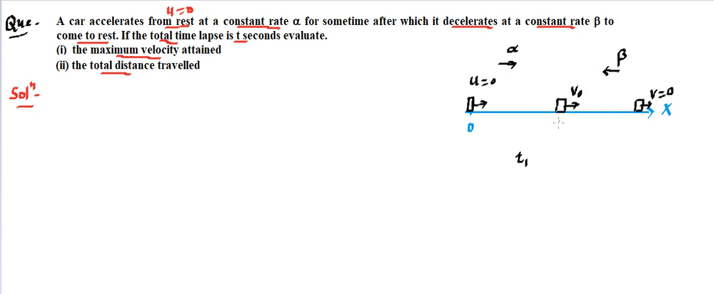Now let's name the points: this is point A, this is point B. The journey can be studied in two segments, the first is the OA journey and the second is the AB journey, because in these journeys the accelerations are different and remain constant during each journey. Let's say the time duration for the second journey is t2. So t1 and t2 are the time durations of the journeys.